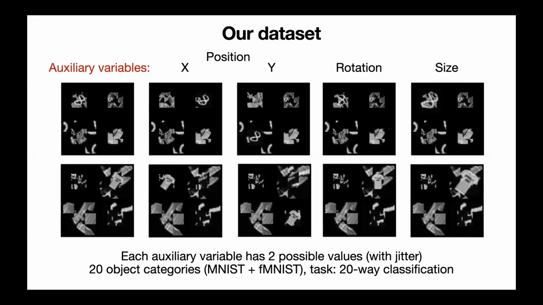Each auxiliary variable has two possible values with a little bit of jitter. There are 20 possible object categories, which are objects drawn from the MNIST data set of handwritten digits and from the fashion MNIST task of clothing. So the task is 20-way classification.